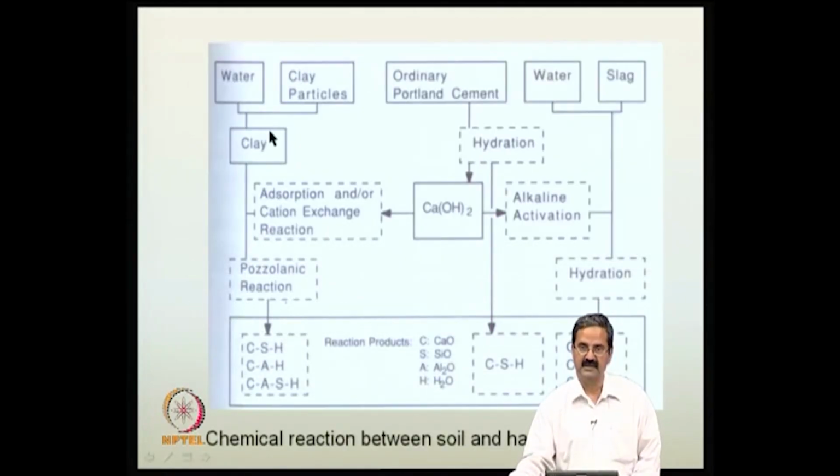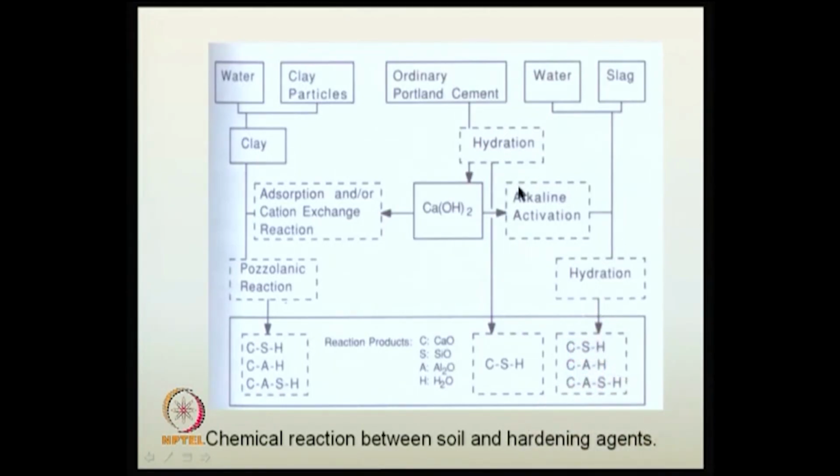So, if you are trying to put these reactions in some sense, you have the absorption or the cation exchange reactions, then water plus clay particles have this sort of reactions, and when you add Portland cement, hydration takes place, and we have also seen that aggregation takes place. It leads to some sort of reaction products which are like this CSH, CAH, CASH. Here also, same thing.